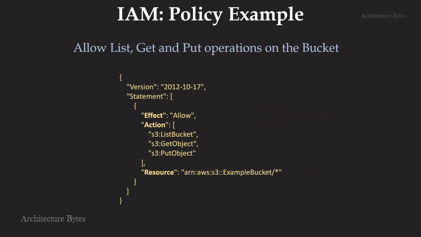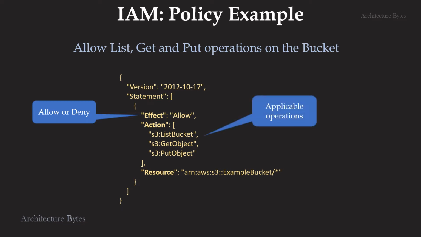Let's take a look at a policy example. This is a JSON document. Note the effect, action, and resource keywords. Effect could be allow or deny. In this case, it is an allow, while actions here are the applicable operations. In this case, list bucket, get object, and put object on S3. Resource refers to the entity on which actions are applicable. In this case, example bucket. Therefore, this policy, when attached to a user, allows list, get, and put actions by the user on example bucket.